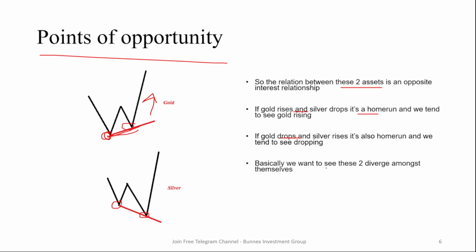Basically, we want to see these two diverge from each other. When they do so, they are confirming that particular direction of gold. However, if rules are not put in place, this will be subjective and we won't be able to apply it in real markets. So let's explain more.